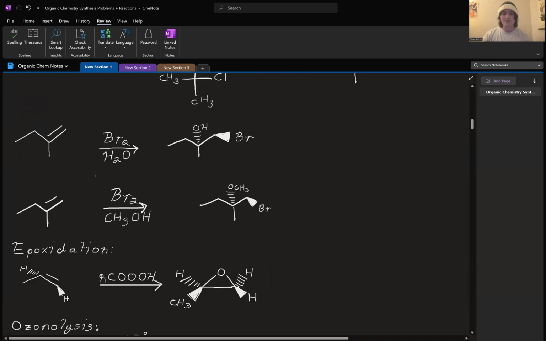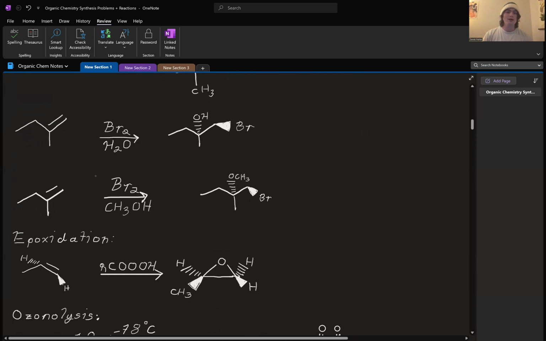But you can also do this reaction using water or alcohol, and then the water or alcohol will add to the more substituted carbon of the alkene. And this does not do any shifts because no carbocation is formed.